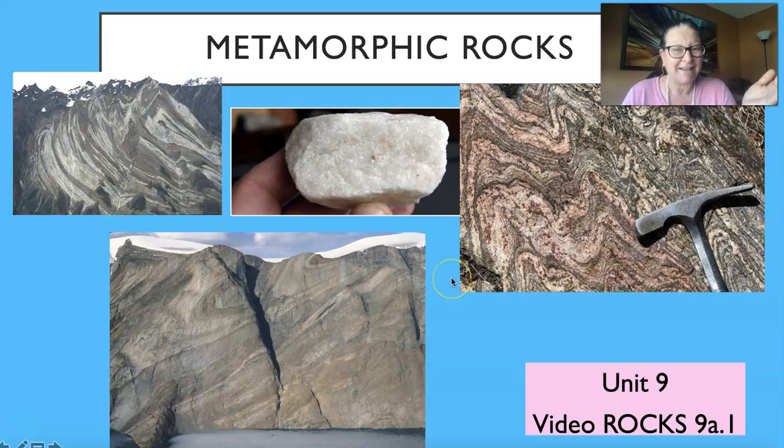But that said, not all metamorphic rocks are foliated. Here's a marble. It's a metamorphic rock. It's what happens when limestone becomes metamorphosed, and it is not foliated. So it's not always the case.